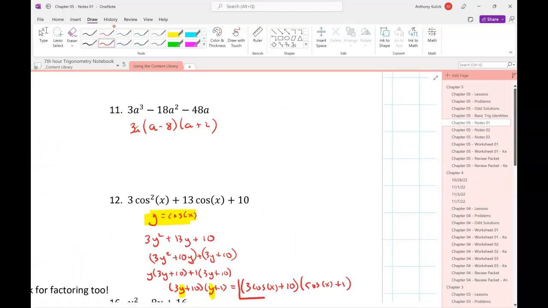Was that sneaky? Maybe it was a little sneaky. But it wasn't bad, right? It's like, oh, I've seen that trick once. I could do that again. You see where this is going, though, right? Because now we're mixing trig and algebra together, and you're like, oh, no. It's a wonderful, wonderful thing, guys.